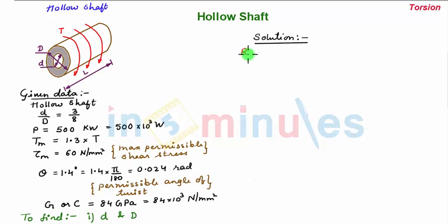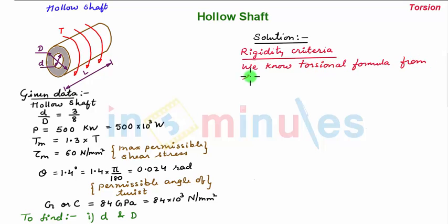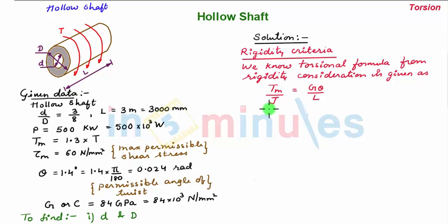Next we apply the rigidity criteria. Now we know the torsional formula from rigidity consideration is given as Tm by J is equal to G theta by L. So this we can write as Tm upon pi by 32 into capital D to the power 4 into 1 minus small d by capital D, the whole to the power 4, is equal to G theta by L.